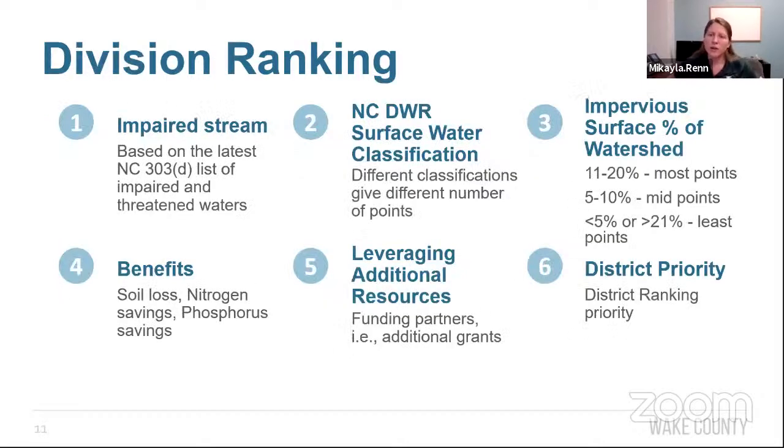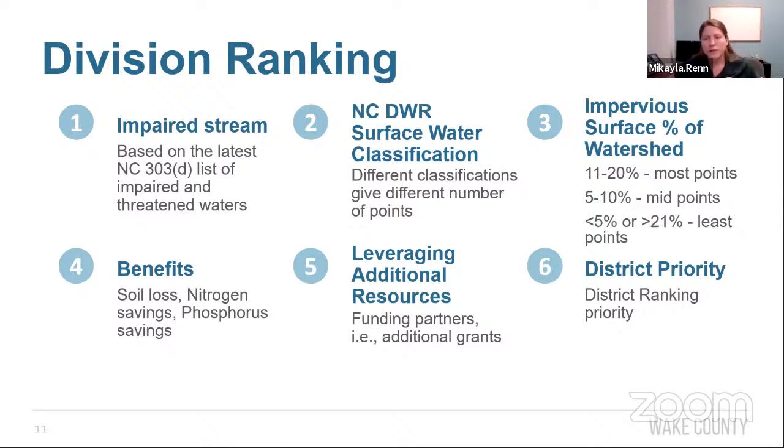The division ranking process takes a few more things into consideration as compared to our local ranking, and this slide and the next will break down those components. They look at whether the project will involve working with an impaired stream, which is based on the latest North Carolina 303D list of impaired and threatened waters. They look at the North Carolina Division of Water Resources surface water classification, and depending on the classification given, the application has a different number of points.